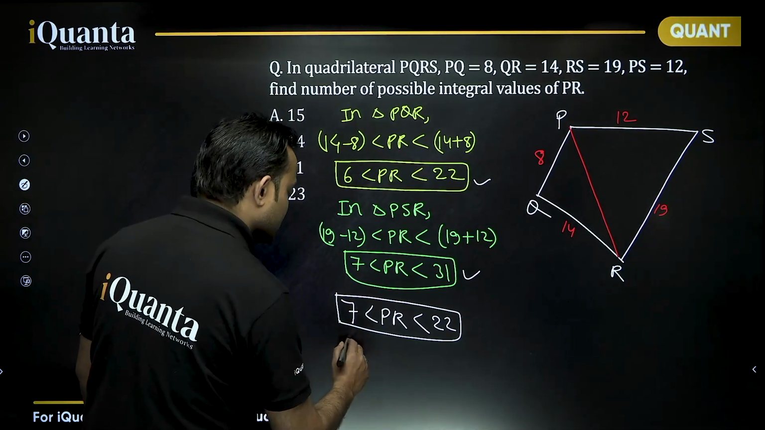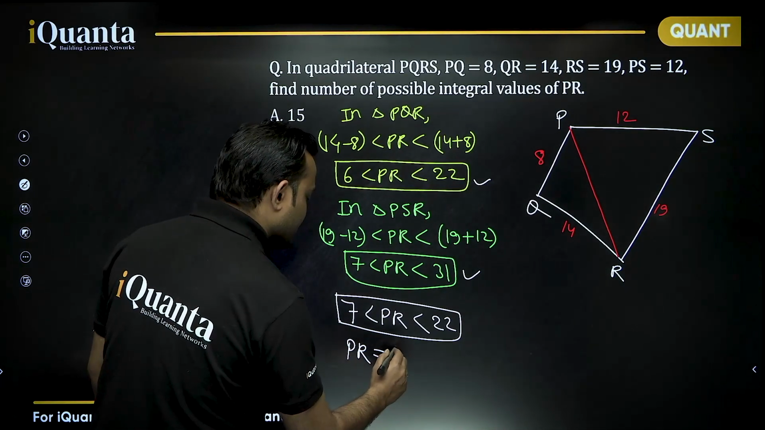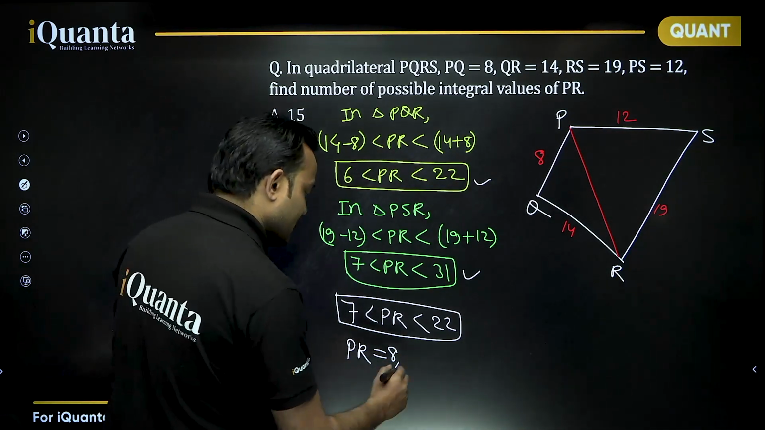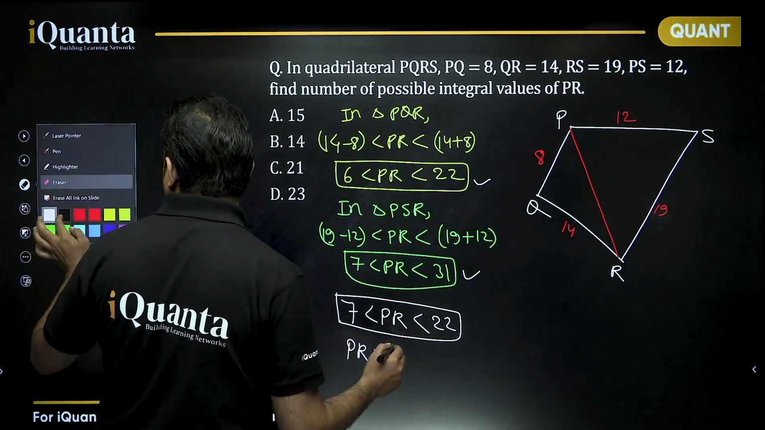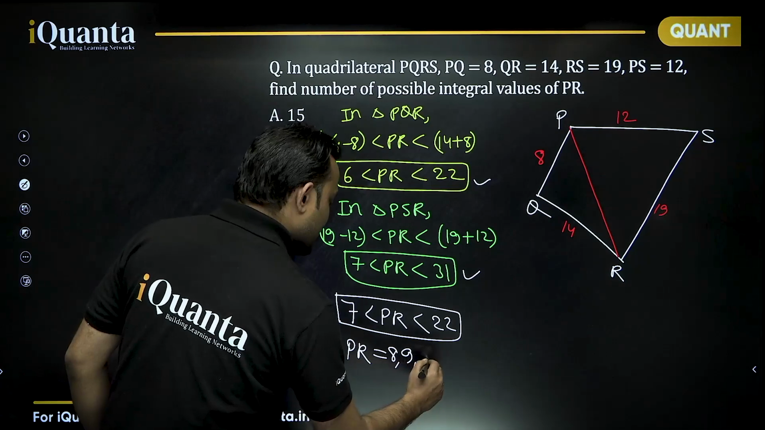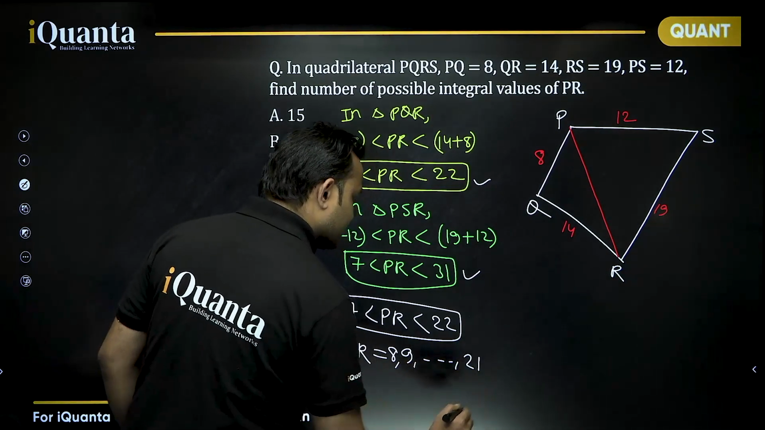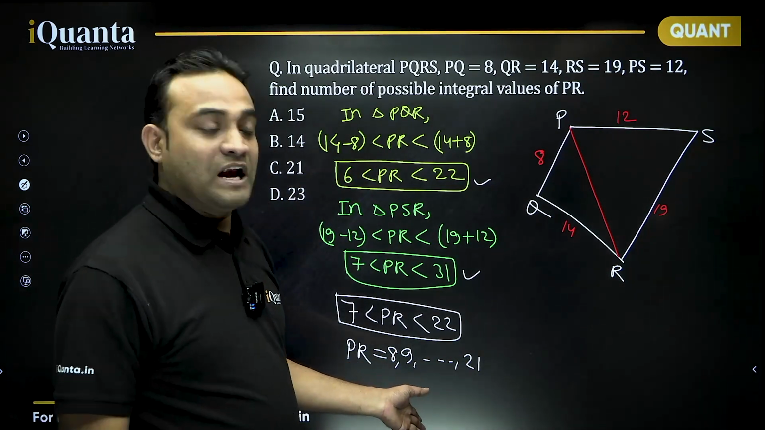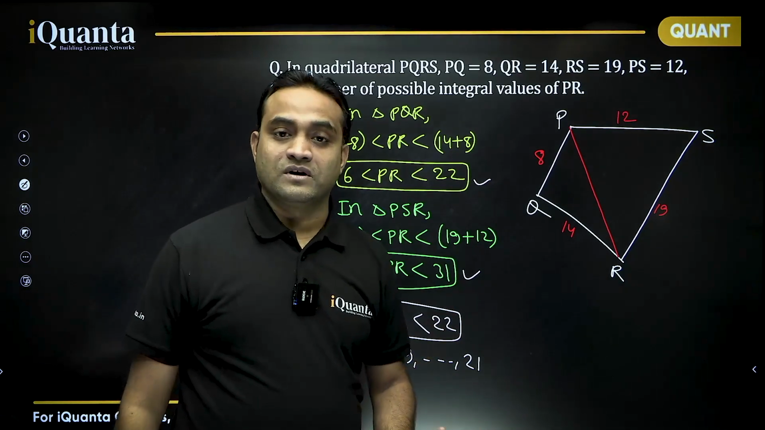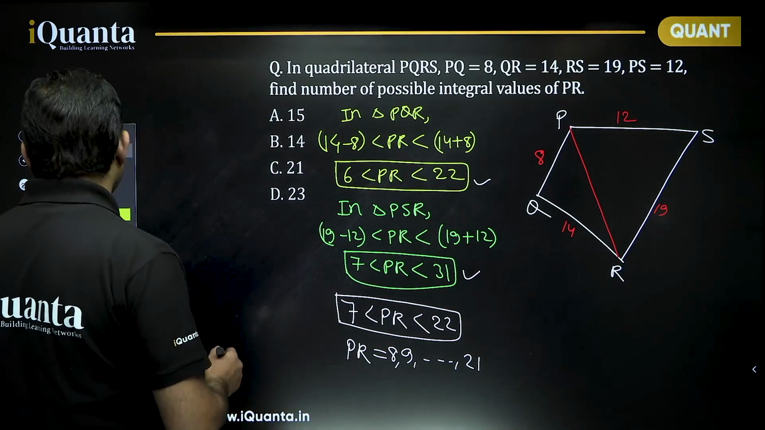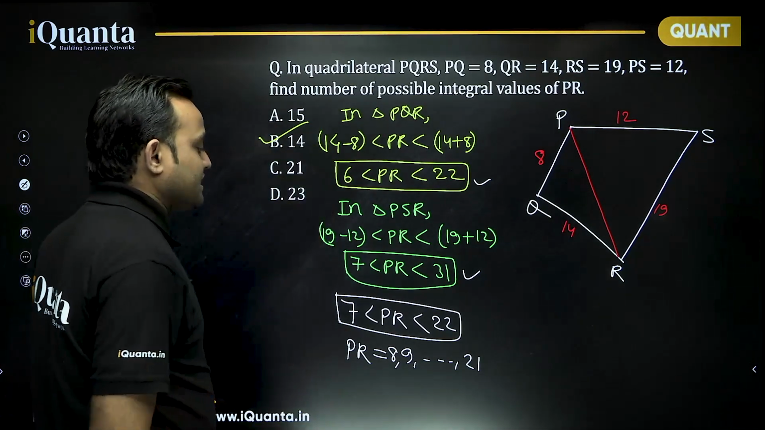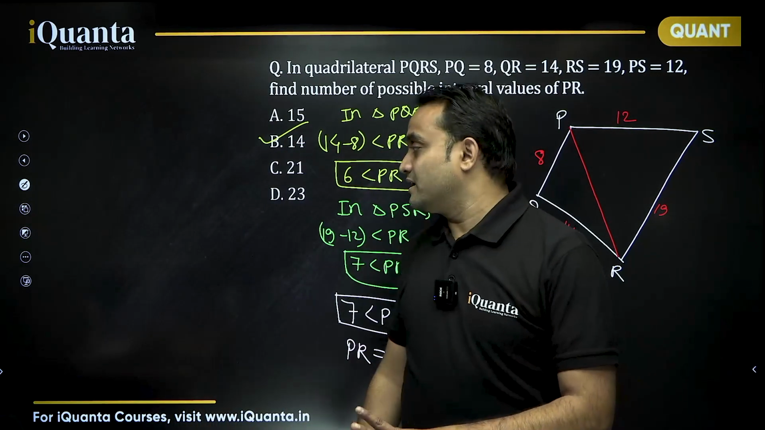If we are talking about integral values of PR, the least value will be 8. Then we can take 9 and so on till 21. So what will be the number of values from 8 to 21? 21 minus 7. So the number of values we are getting is 14 different values of PR here.